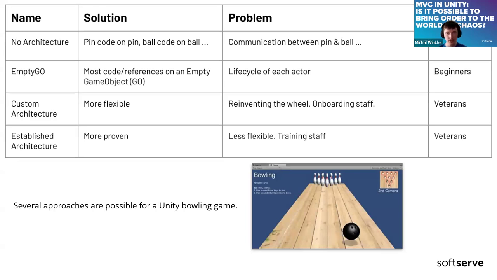One of the problems that arises is how do you get those different 3D objects with their separate code to talk well together? Moving forward, probably someone with a bit more experience would realize that having most of their code off on a separate empty game object somewhere, with references to the pins and references to the bowling ball, would be a next step up. This smooths out some communication because that empty game object can facilitate.